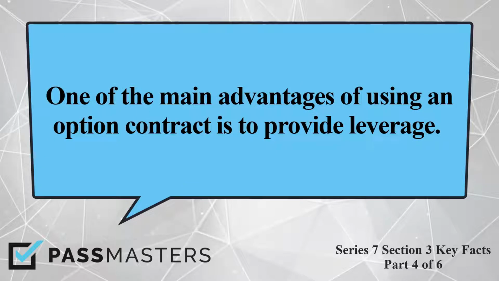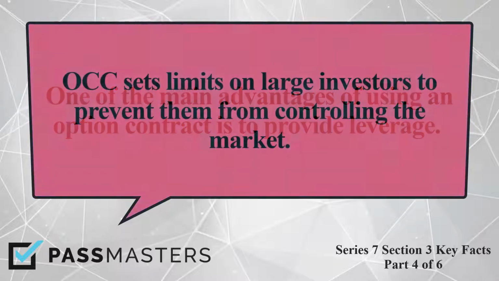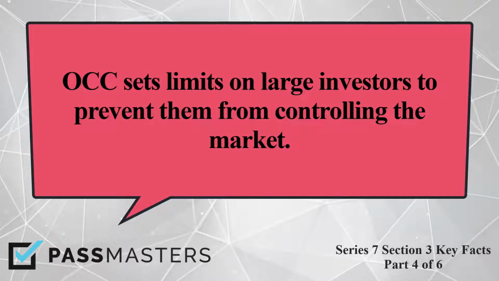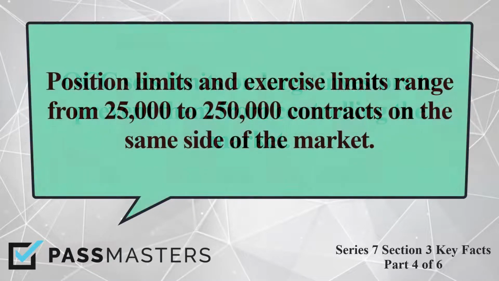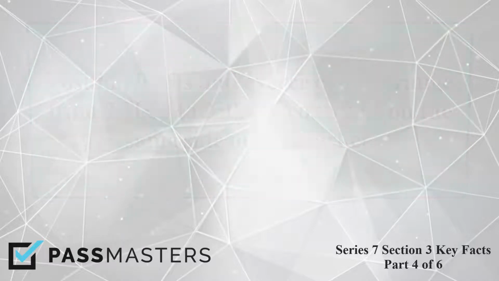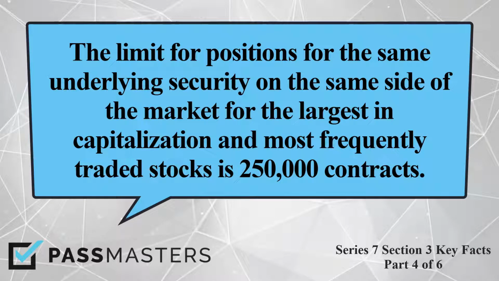One of the main advantages of using an option contract is to provide leverage. OCC sets limits on large investors to prevent them from controlling the market. Position limits and exercise limits range from 25,000 to 250,000 contracts on the same side of the market. The limit for positions for the same underlying security on the same side of the market for the largest in capitalization and most frequently traded stocks is 250,000 contracts.